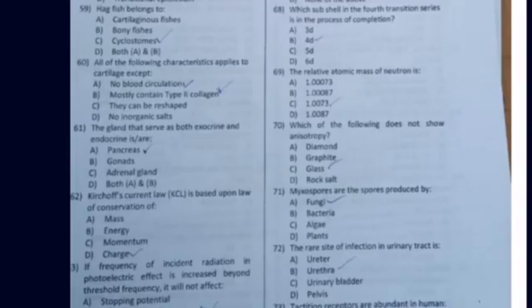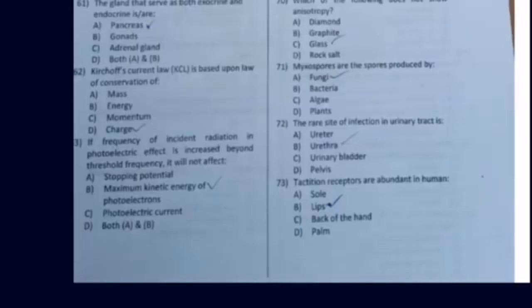61. The gland that serves as both exocrine and endocrine gland is the gonads. 62. Kirchhoff's current law is based upon the law of conservation of, the correct option is D, charge. 63. If the frequency of incident radiation in the photoelectric effect is increased beyond the threshold frequency, it will not affect the photoelectric current. C option.